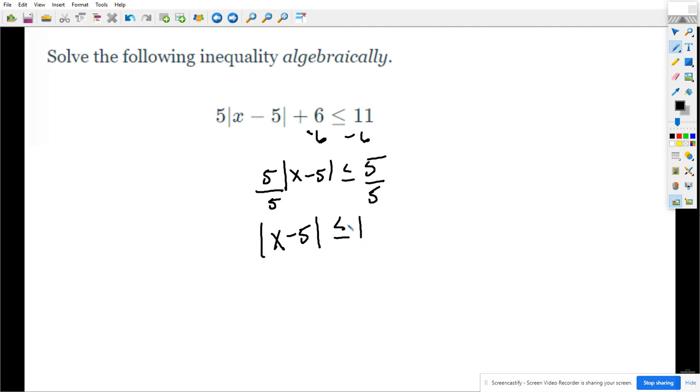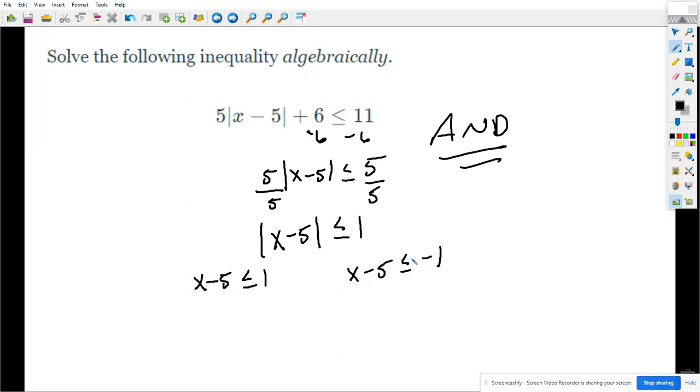So first of all, this is a less than, so I know this is going to be an and inequality. Okay, so I'd set up x minus 5 is less than or equal to 1. X minus 5 is less than or equal to negative 1? Check that. Not less than or equal to, right? You've got to flip it. So it would be x minus 5, don't change that sign, greater than or equal to negative 1. And then we solve it, add 5. X is less than or equal to 6, add 5. X is greater than or equal to 4.